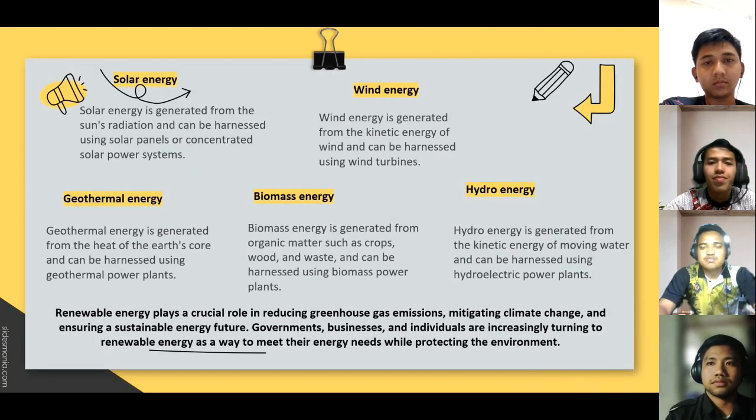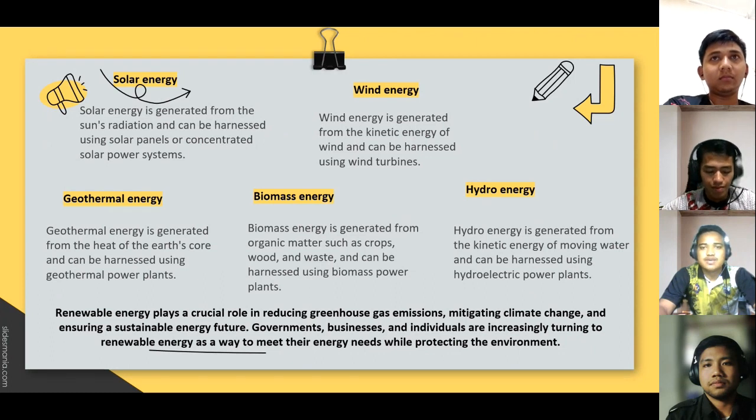In renewable energy, there are many types of sources such as solar, wind, geothermal, biomass, and hydro energy. Solar energy is generated from the sun's radiation and can be harnessed using solar panels or concentrated solar power systems. Wind energy is generated from the kinetic energy of wind and harnessed using wind turbines. Hydro energy is generated from the kinetic energy of moving water and harnessed using hydroelectric power plants.